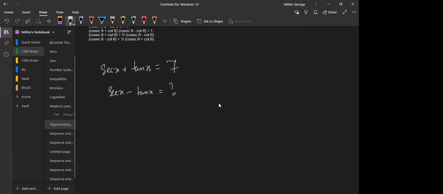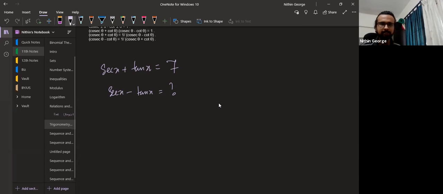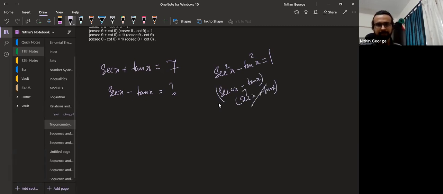1/7. Exactly. All right. What is sec square x minus tan square x? Sec square x minus tan square x will always be 1. I'll write it as (sec x minus tan x) into (sec x plus tan x). It's given to me that this here is 7. So this into 7 is equal to 1. That's what I get. So my answer will be 1/7.